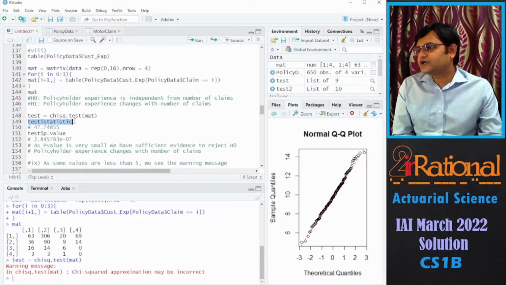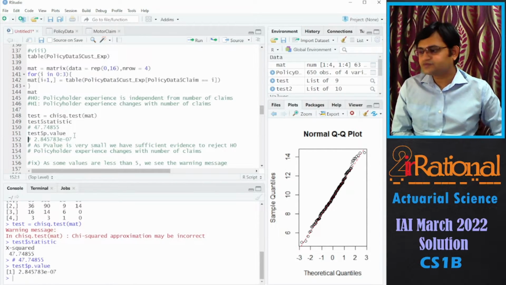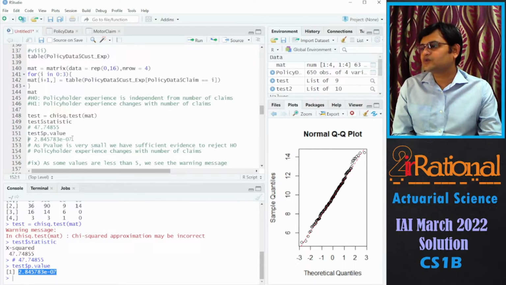So test dot set, our test statistic is going to be 47.748. P-value is going to be almost negligible, e raised to minus 7. So as the p-value is very small, we have sufficient evidence to reject H0. Policyholder experience changes with the number of claims. I have written my H0 and H1 as well. H0 will always be that they are independent, and H1 will be that they are dependent, right?